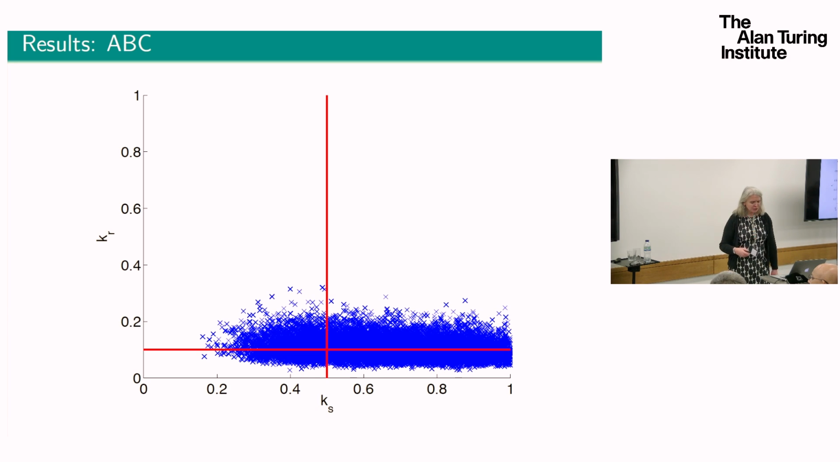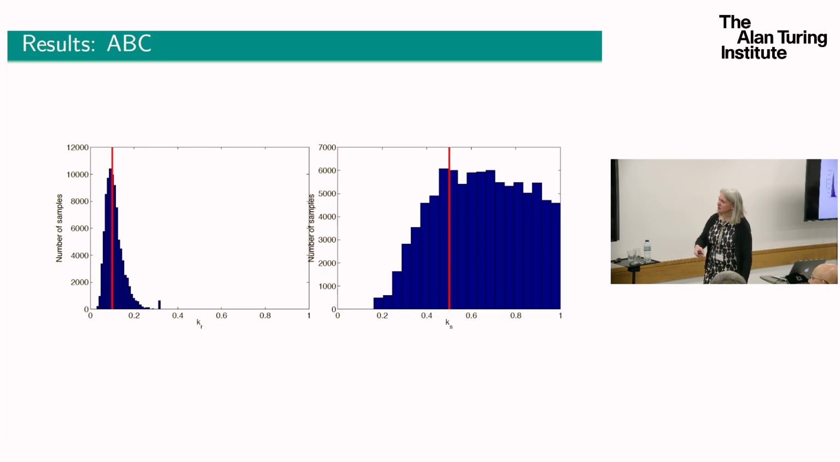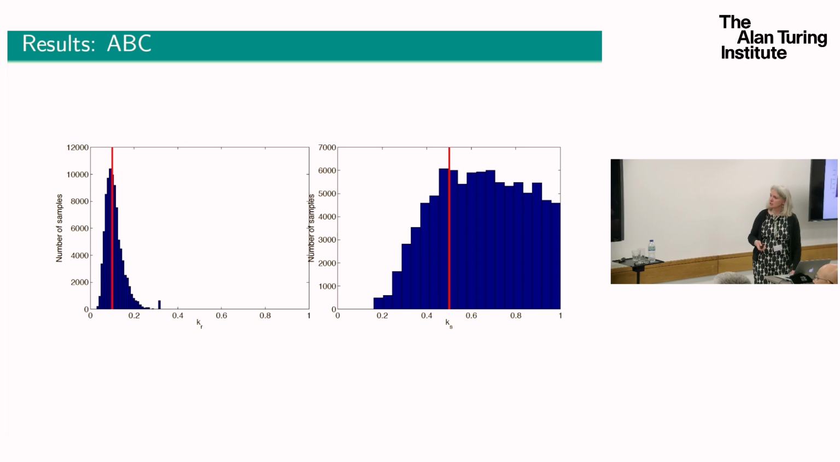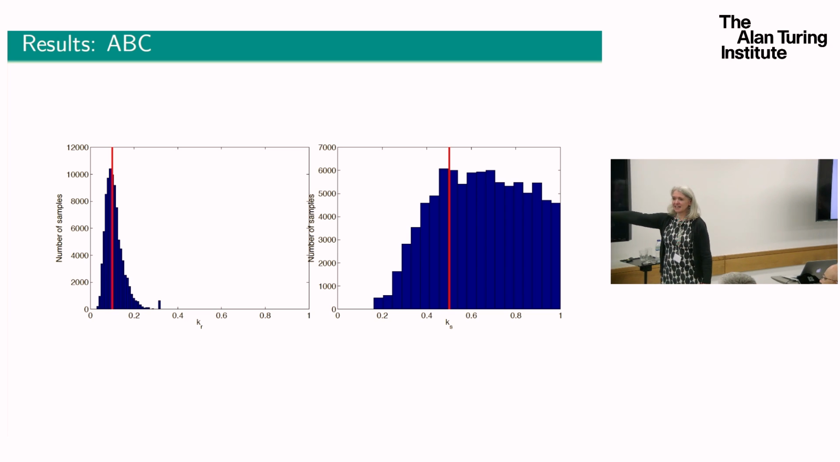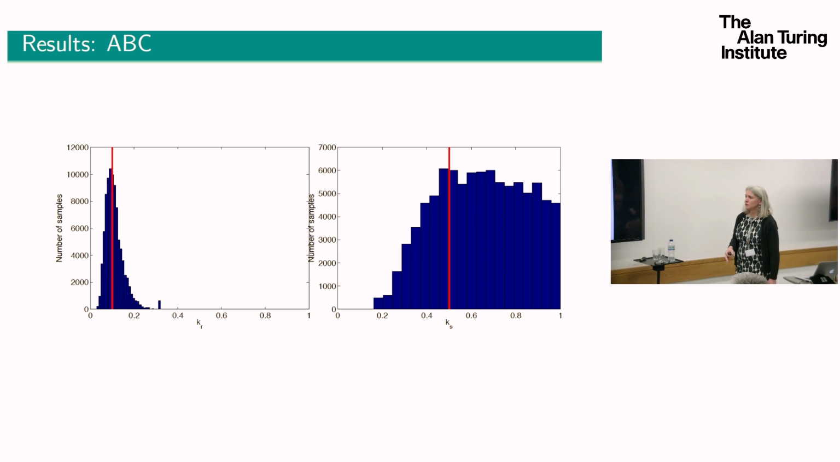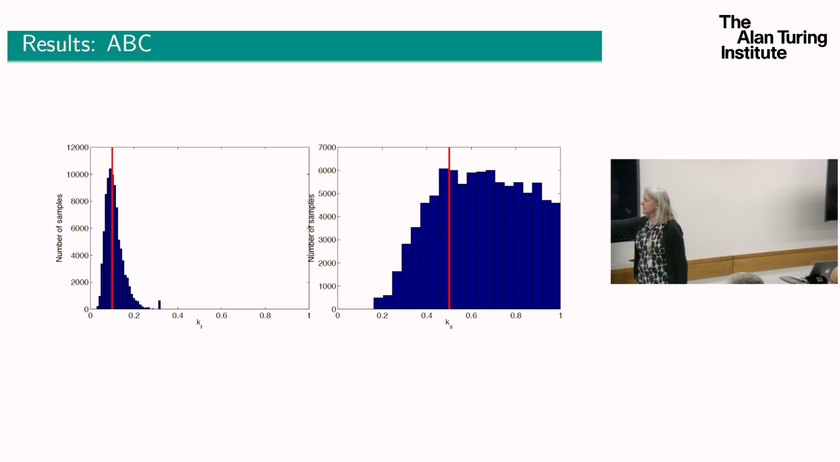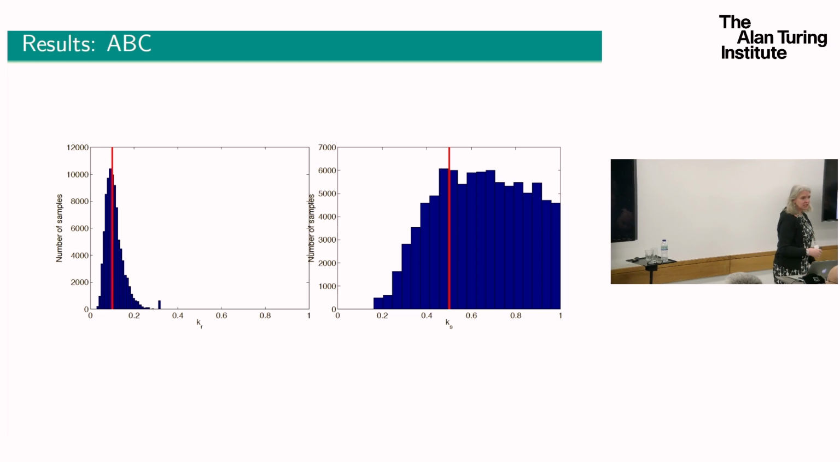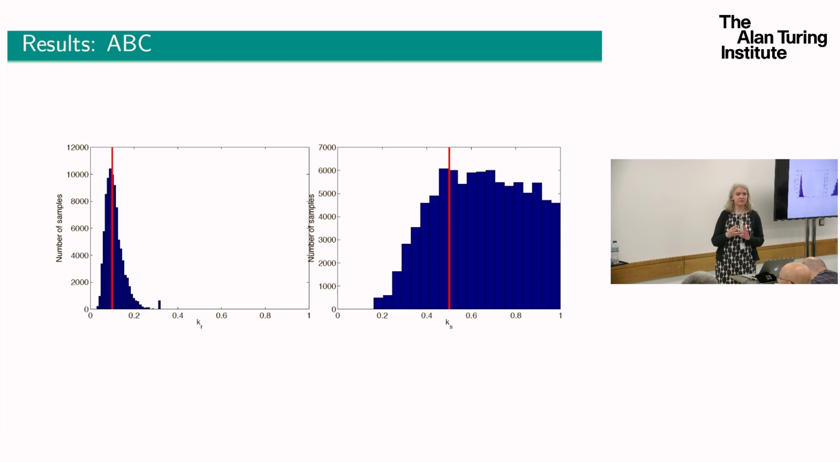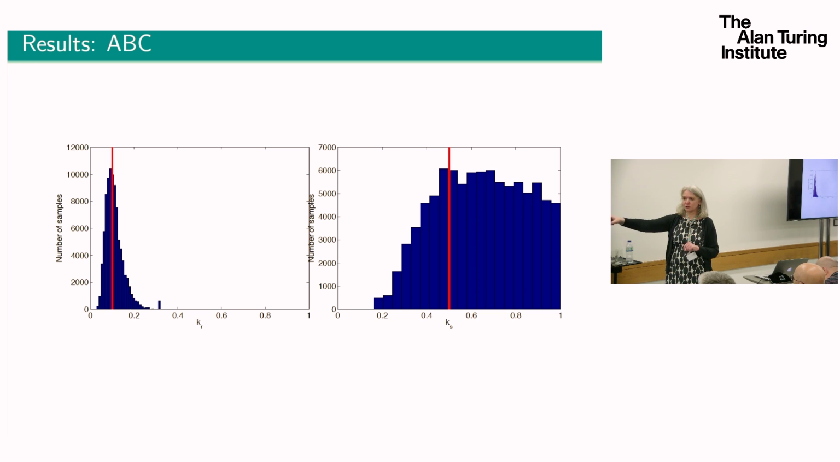Okay. So what you can see here is actually we're getting quite good results with respect to KR. But it doesn't seem that we're doing so well with KS. But it is quite sharp, this end here. And we investigated this a lot further, and what we found was that the model is quite insensitive to the value of KS as long as it's bigger than 0.2.